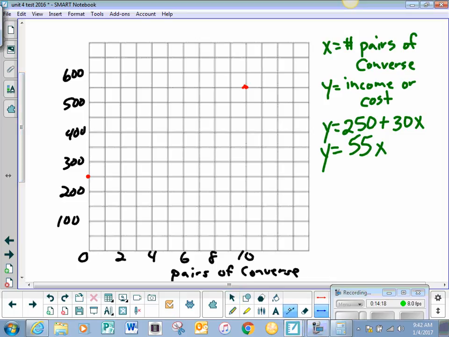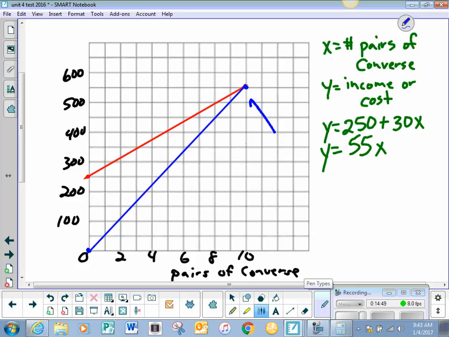Plus, if you did substitution, you would have realized that that is the break-even point. Okay? So the other one is, what's 55 times 10? 550. What's that one start at? 0. Good. Okay? So when do you make up all your costs? When you compare to shoes. So then I said in the directions explicitly, label your point. It's 10, 550. What does that mean? 10 pairs, $550.